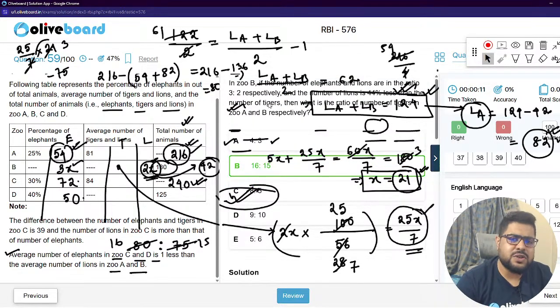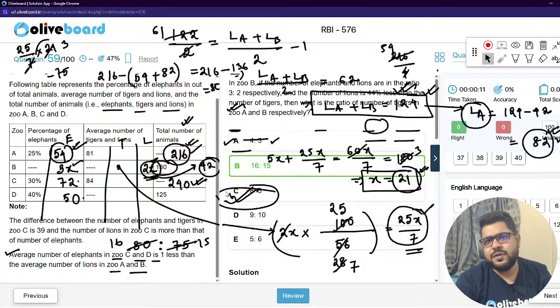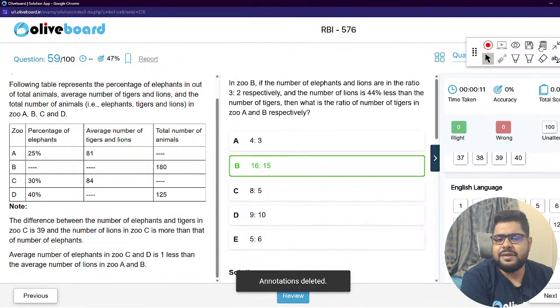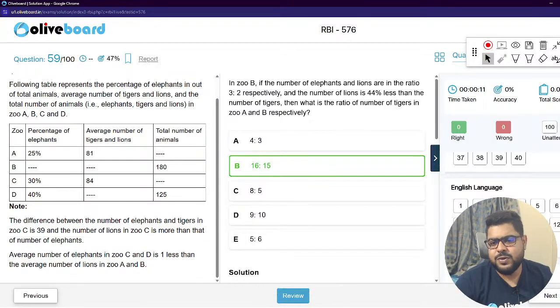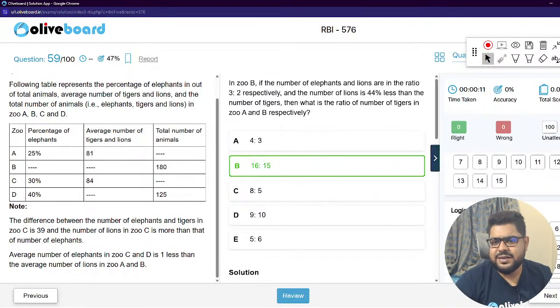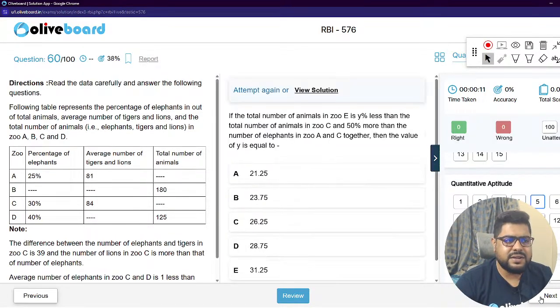You see, it is all about calculating a few lines. And we have got most of the values now. If they ask any question about elephants, tigers or lions, we have all the values, and the total we already had. So now we can answer any and every question that they may throw at us. Perfect, sir. Perfect. Let's go.